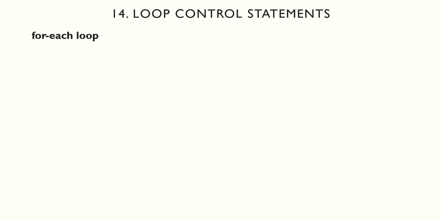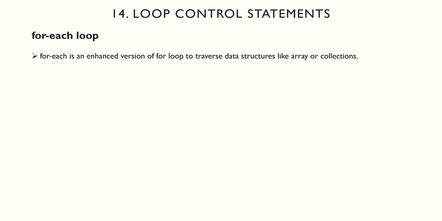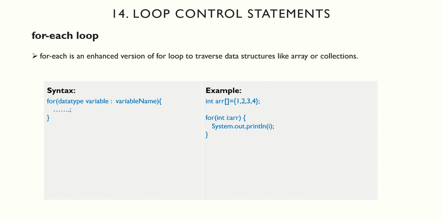For each loop. The for each loop is an enhanced version of the for loop to traverse data structures like an array or collections. There is no declaring and initializing a loop counter variable. You simply declare a variable that is of the same type as the base type of the array or collection, followed by a colon and then the variable to be traversed. The for each loop works based on the elements of the variable, not the index. The defined variable's elements are returned one by one. Syntax example. We will look at the for each loop in future videos on arrays and later in collections.